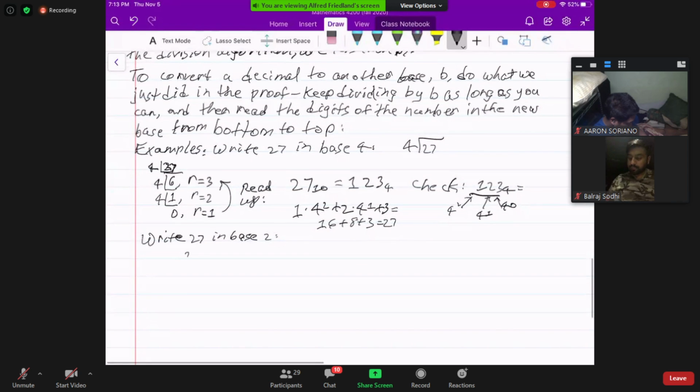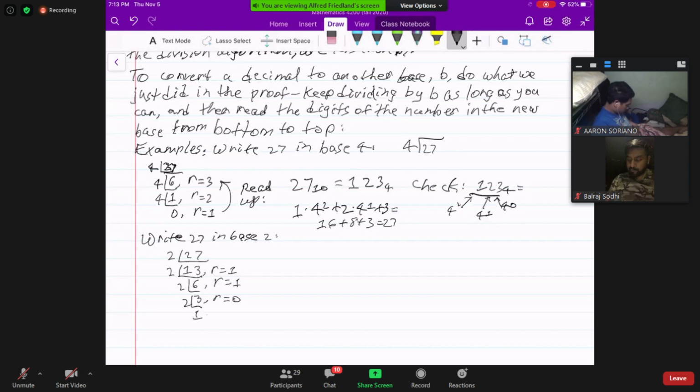We start with the number and we successively divide by the new base 2. And as we go along, we keep track of the remainders. So 2 into 27 is 13, but there's a remainder of 1. Well, divide by 2 again. 2 into 13 is 6, but there's a remainder of 1. Divide by 2 again. 2 into 6 is 3, and that goes in exactly, so the remainder is 0. Keep dividing by 2 until you can no longer do it.